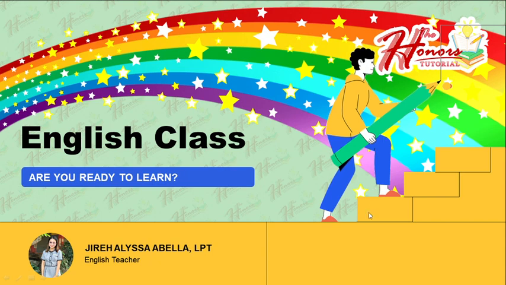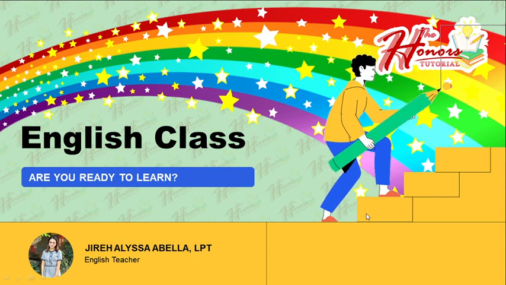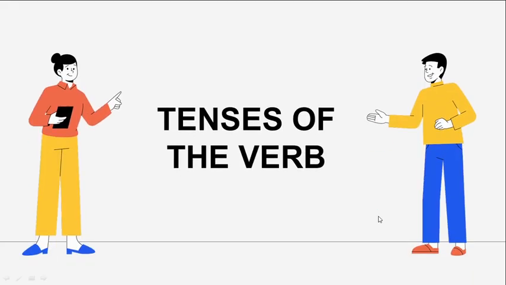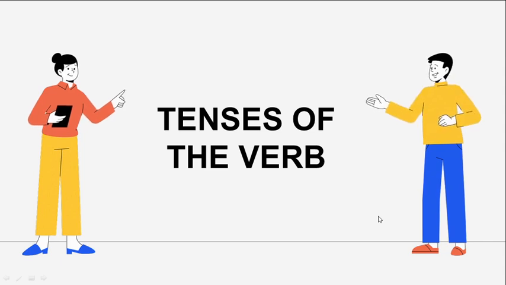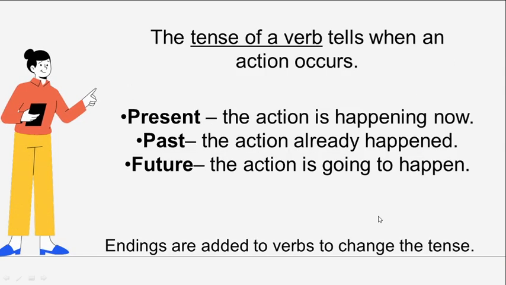So just like what I mentioned, for today, we're going to tackle the tenses of the verb. So what is the meaning of tenses of the verb? When we say tense of verb, it tells when an action occurs. We have here the three simple tenses of the verb: the present tense, the past tense, and the future tense. So what are the differences of those?